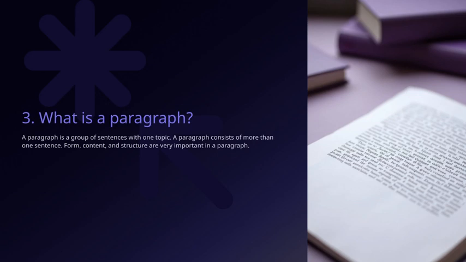When we write, the form, the content, and the structure of each paragraph are incredibly important because they guide the reader through our ideas smoothly. By understanding how to craft effective paragraphs, we make our overall writing more coherent and engaging, which ties back to our goal of communicating clearly and effectively.